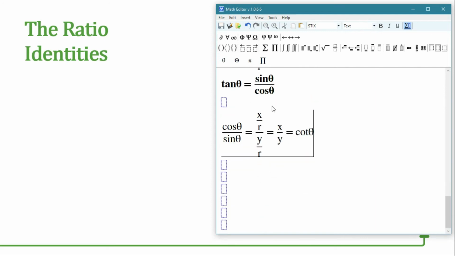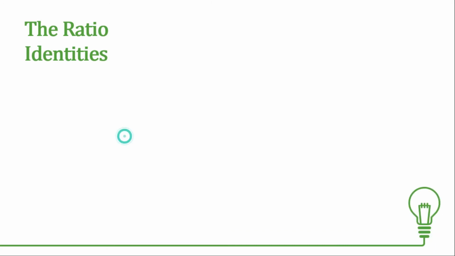So we can represent the cotangent of an angle as cosine theta over sine theta. And that makes our second ratio identity. So the ratio identities tell us that tangent theta is equal to sine theta over cosine theta, and cotangent theta is equal to cosine theta over sine theta.